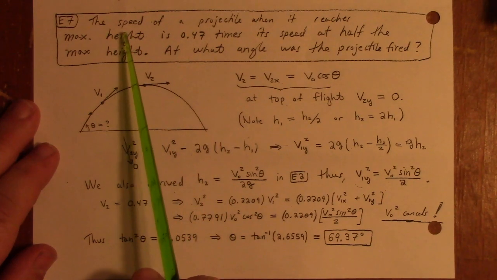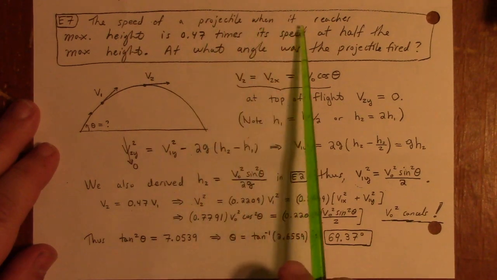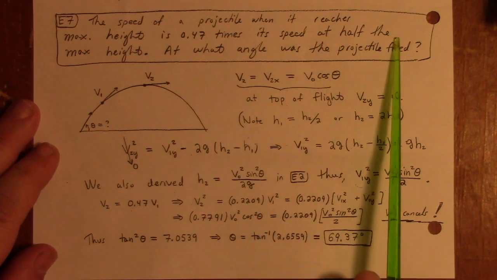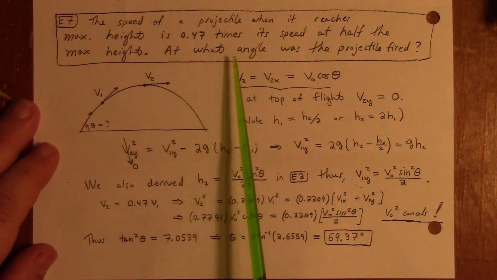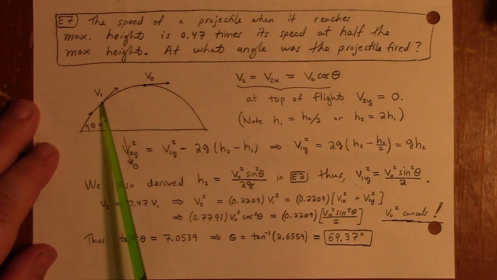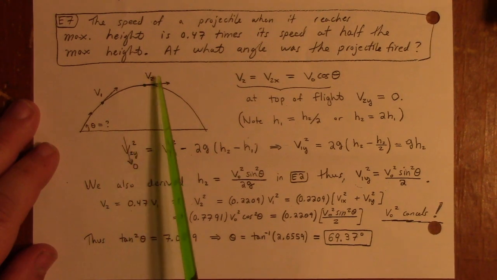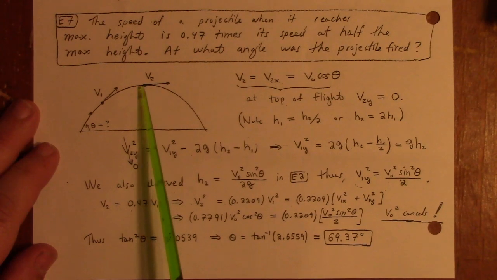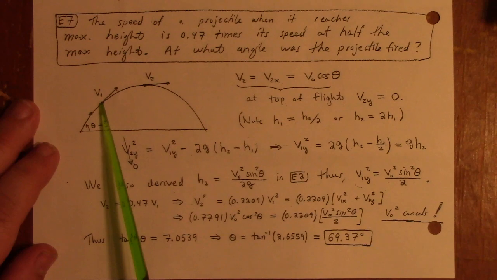So here it is. Suppose the speed of a projectile when it reaches its max height is 0.47 times its speed at half the max height. At what angle was the projectile fired? So the speed at the max height here, v2, is 0.47 times the speed there at v1, right?